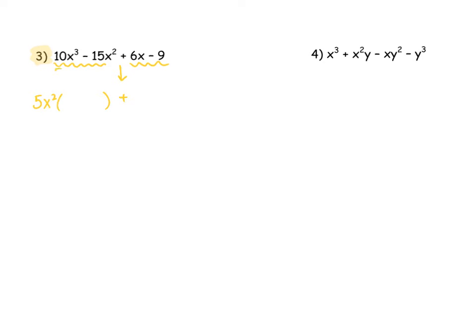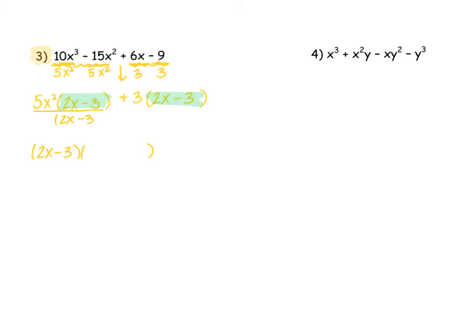And then when I divide each piece by 5x squared, we should have gotten 2x minus 3. And then in my second 2 terms, my GCF is 3. Take the 3 followed by an open parenthesis. And when you do the division, you should have gotten 2x minus 3. And then this 2x minus 3 is in common in both parts. So I take out the 2x minus 3 followed by an open parenthesis.